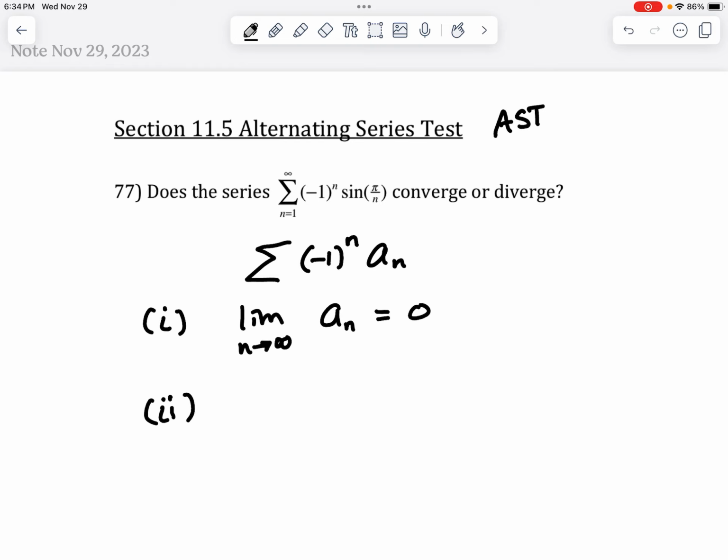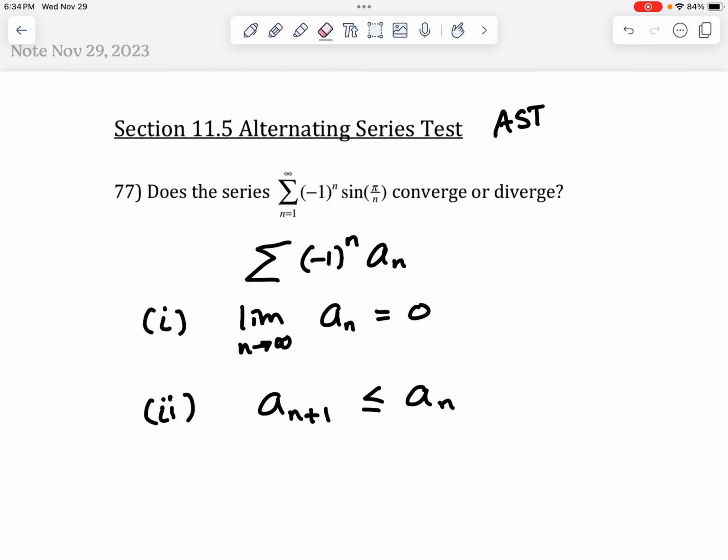And then the other one is that it is decreasing. So a_(n+1) is smaller than a_n. Technically, it could equal. The reason they can equal is because if it's alternating and they were equal, and one of them was a 3 and the other one was a negative 3, when you consider that negative sign part, when you add them together, that's 0, so it would help the series converge.